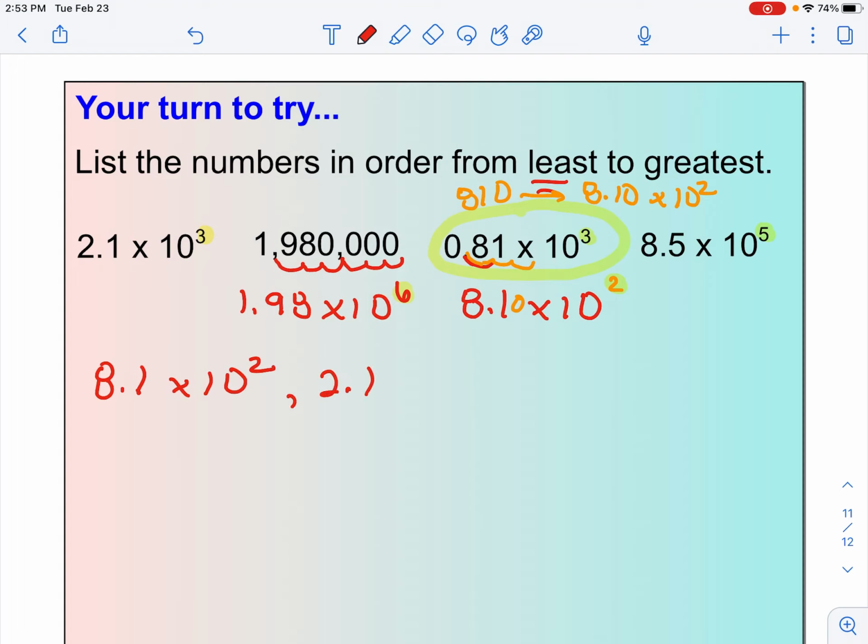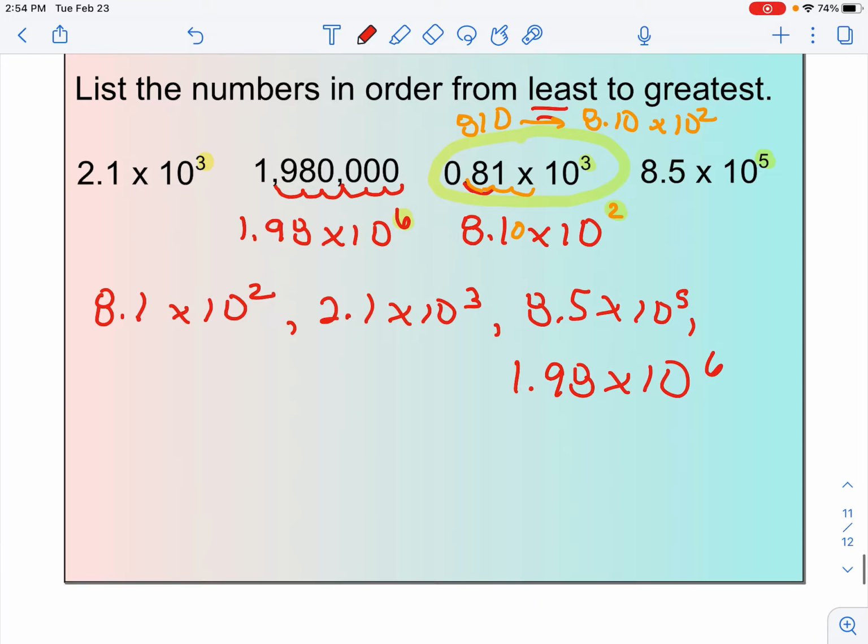Now I have my 2.1 times 10 to the 3rd. Now I have my 8.5 times 10 to the 5th. And my largest number is 1.98 times 10 to the 6th.